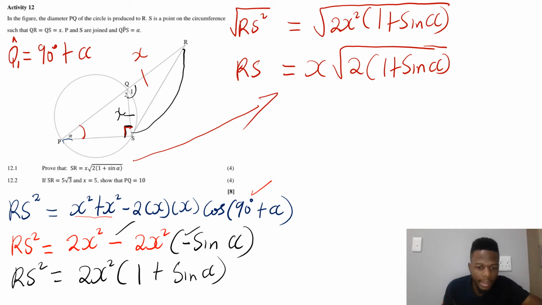And then let's go to the other one. The other one is we're given that RS is equal to 5 root 3 and x is equal to 5, and we have to show that PQ is equal to 10. Let me go back to my diagram and check where PQ is here.